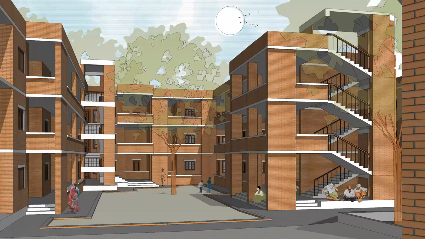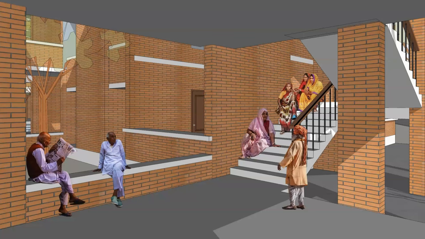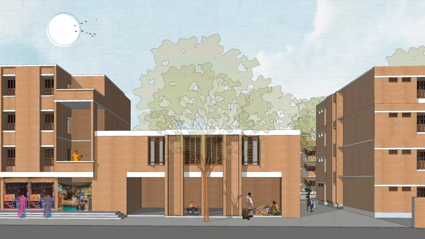So these are some of the conceptual views of the project, showing the cluster view. This is the community space. These are the common interaction spaces on the walkways and staircases. These are the front commercial spaces.